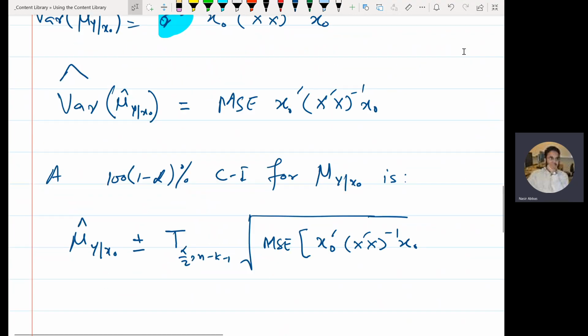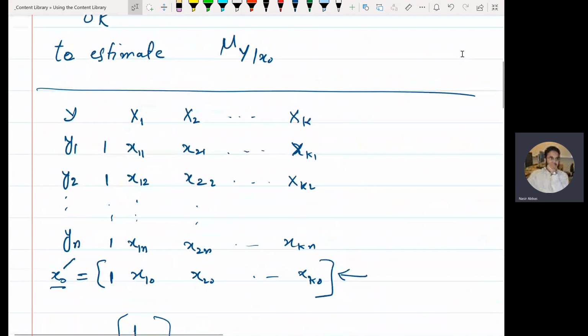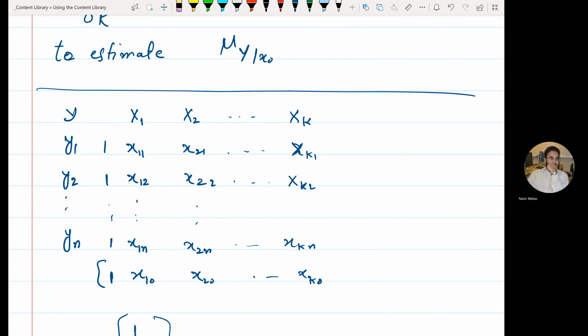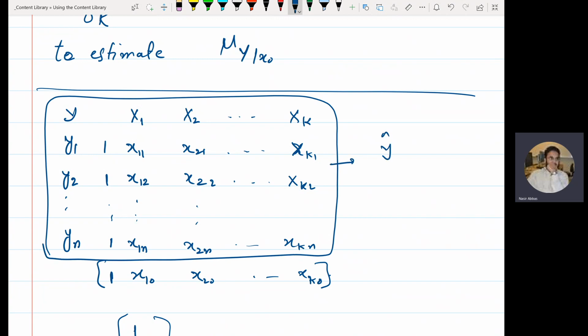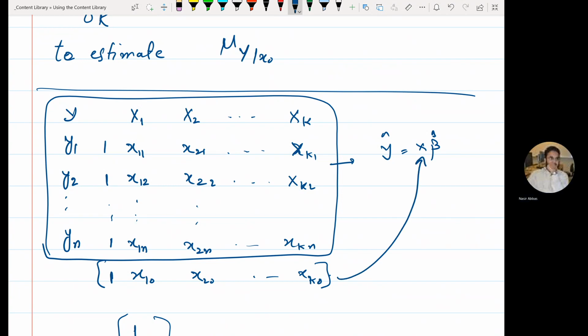Now tell me, let me take you back to this table here. In this table, y naught is not known, right? You have the x's. You have x1 naught, x2 naught. Where will y naught hat come from? It will come from this vector and this information. You will use this information to get this model, right? And then you will plug this one into this model, right?